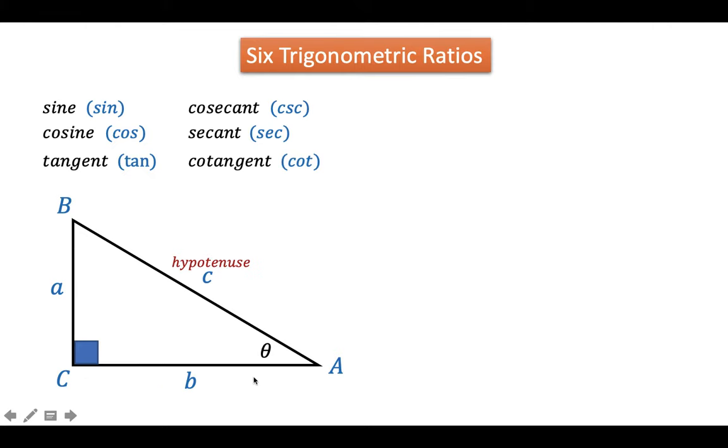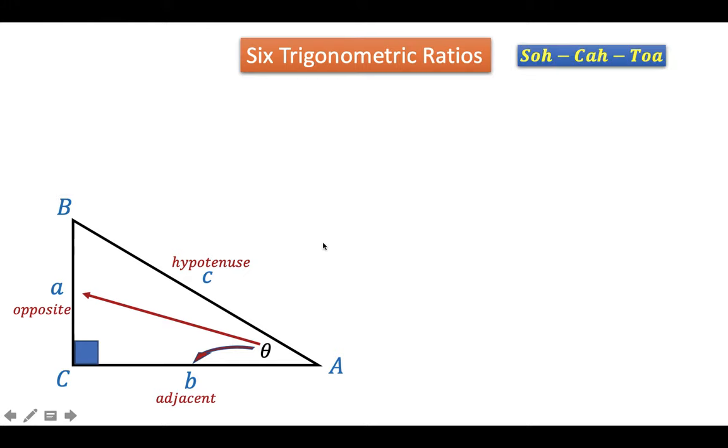This side b will be called the adjacent side of angle theta. Opposite to it is called the opposite side of angle theta. Then the hypotenuse is always the longest side. Okay, so how are we going to get the ratios? This will serve as our guide.